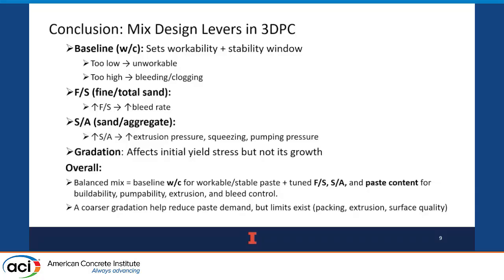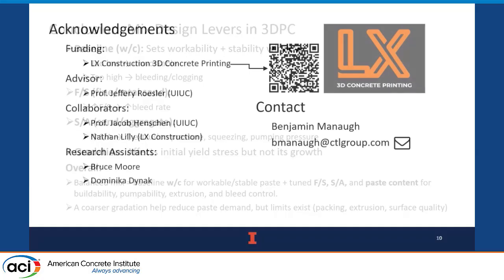And so what I would take away is that you want the coarsest gradation possible, which isn't necessarily true. There are limits on that. You could imagine if you made your gradation coarser, you'd have to take out some paste volume to get that same buildability, that same layer height. And if you took out paste volume and had a coarser gradation, it may not extrude anymore. And then obviously you could get worse packing or worse surface quality with a coarser gradation. So you can't just go to a completely coarse gradation.